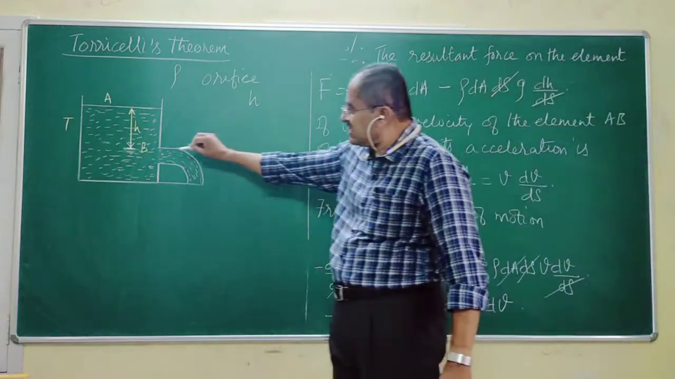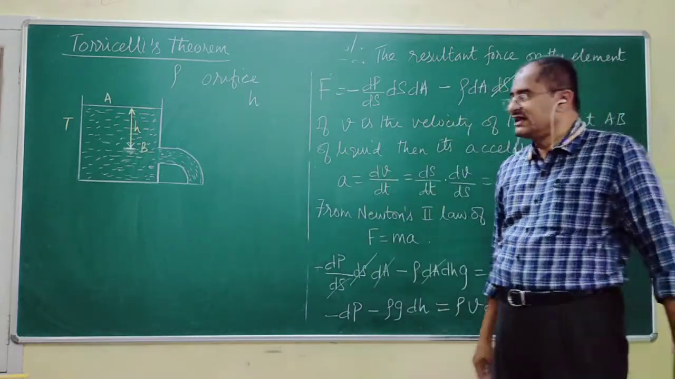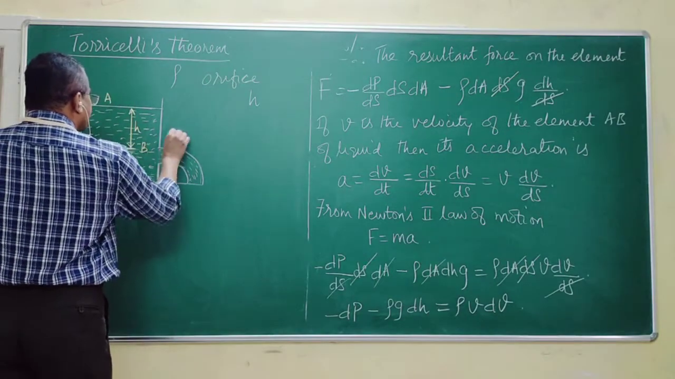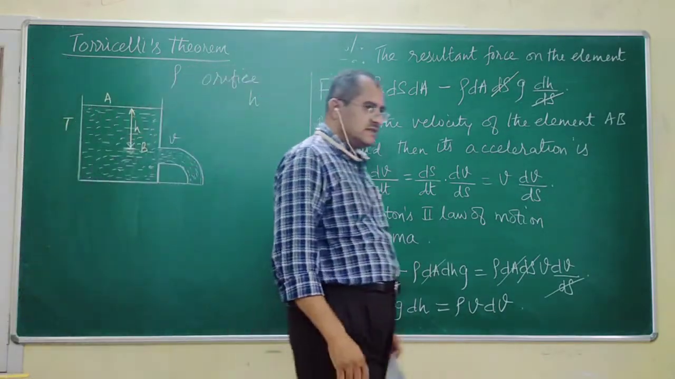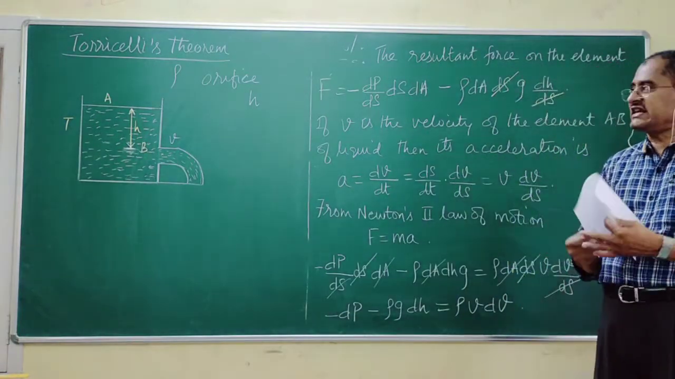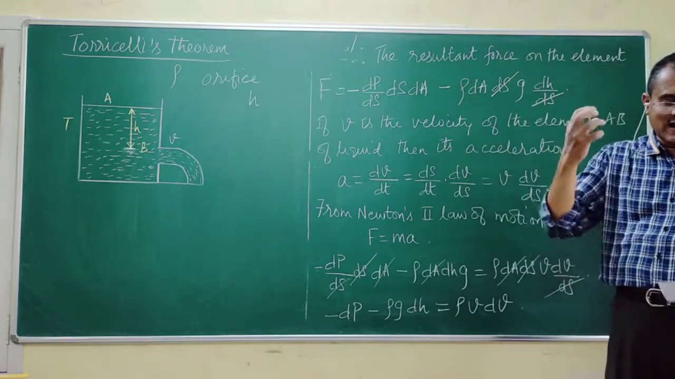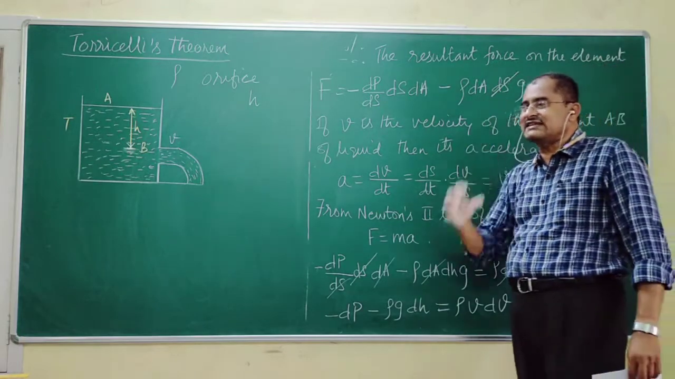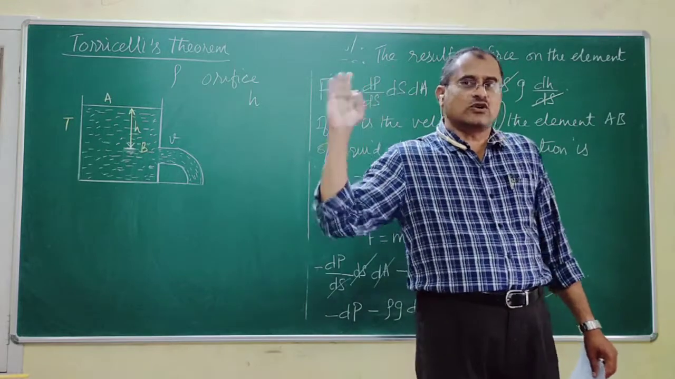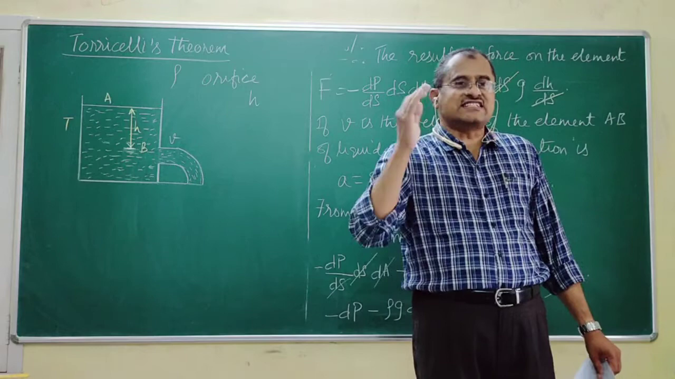The pressure at the orifice B will also be atmospheric, and let the velocity of the liquid at the orifice be V. Let the velocity of the liquid at the orifice be V. All that I have said, I am going to put in a nutshell once again. Please listen carefully. We are considering a vessel. The vessel is denoted in the diagram as T. It contains liquid of density rho.